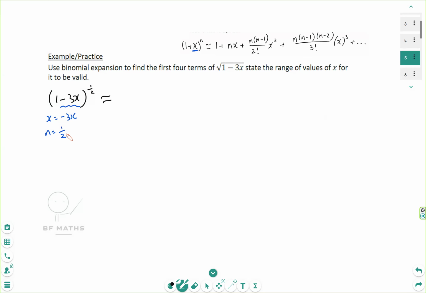So that roughly equals, remember this is just an approximation, 1 plus n, so n is a half, times x. x is minus 3x, plus n, a half, times n minus 1. Now I tend to write a half minus 1 rather than do it in my head as minus a half, because I'm trying to lessen my cognitive load. What I'm doing in here is just trying to follow the formula. If I try to do many things in my brain, chances are I'm going to make a mistake, and you don't want to make a silly mistake by just a simple process like this.